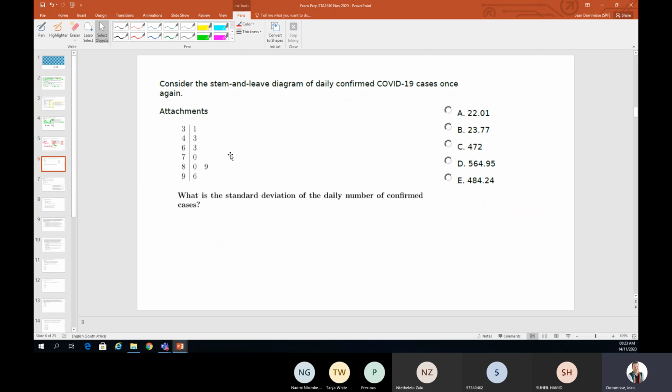So still, and now it becomes a bit more tricky. What is the standard deviation of a daily number of confirmed cases? Okay, so what is it? 1, 2, 3, 4, 5, 6, 7. So what I would have done, and now I'm just going to open my Excel, because you can also do it.